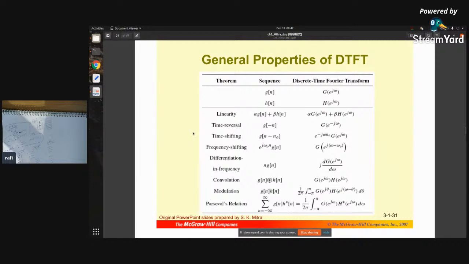So in the last class, we were looking into a few properties of DTFT. Here we have seen all the properties and their proofs: time shifting, frequency shifting, differentiation in frequency, convolution, modulation, and coming to Parseval's theorem. This we need to discuss today.